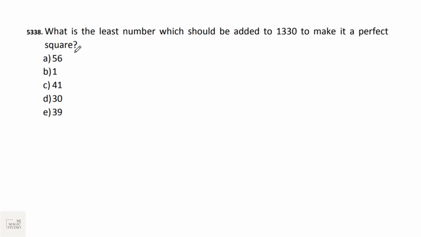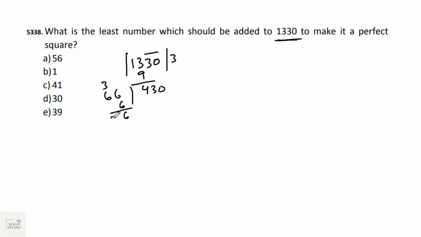Okay, one more from numbers. What is the least number which should be added to 1330 to make it a perfect square? Either we should know the perfect squares of a few numbers, or we can use the traditional method to find the square root. 3, 9, 430, 3 into 6, then 6 times 36, 39. It will go, and we will get some remainders.